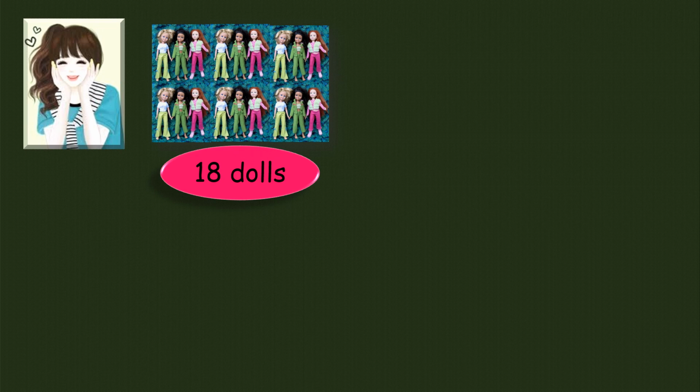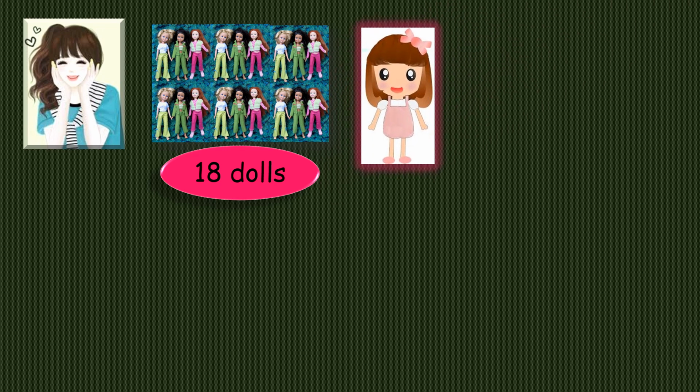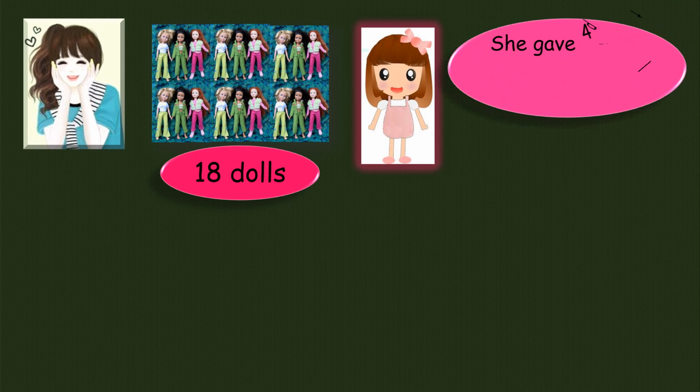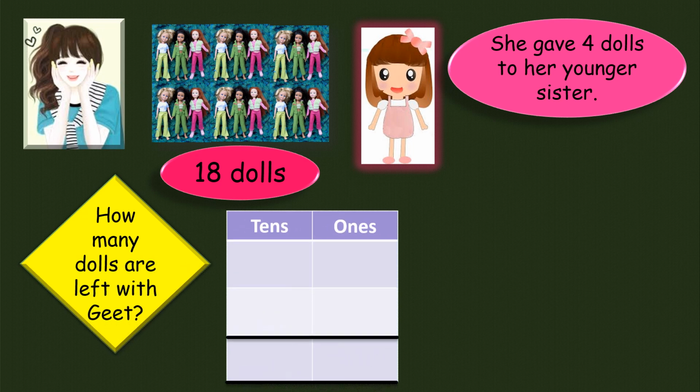And one day her younger sister asked her, Didi, can you give me some dolls? Then Geet asked, how many dolls do you want? So her sister said, I want 4 dolls. So she gives 4 dolls to her younger sister for playing. Now, how many dolls are left in Geet's collection?